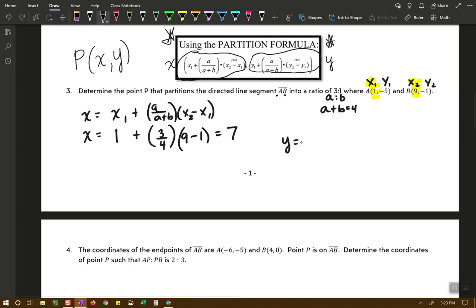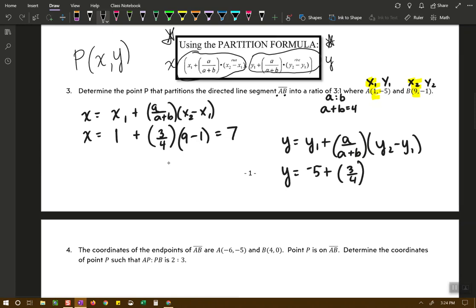But first I'm going to write the formula. So just give me a sec. Like I said, in future examples, I won't be writing the formula, so you might want to write it down so you can have it as reference. All right, we're going to start with y1, so in this case is -5, plus a over a plus b. A is 3, a plus b is 4.